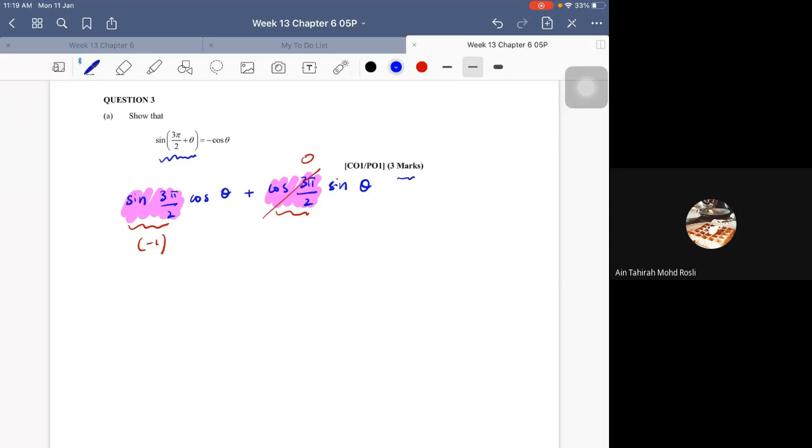So negatif 1 darab cos theta, so you akan dapat negatif cos theta lah. And kosong darab sin theta, so dia adalah bersamaan dengan kosong. So we have proven right away. So sin 3 pi/2 tambah theta, dia adalah bersamaan dengan negatif cos theta. So that's it. Asalkan you pandai pakai formula sum ni, automatically you will be able to prove. And apa-apa nilai yang tak membabitkan x, tak membabitkan theta, yang tak ada variable kat situ, you boleh automatically tekan calculator and find the exact value, which is what you did for negative 1 and also 0.